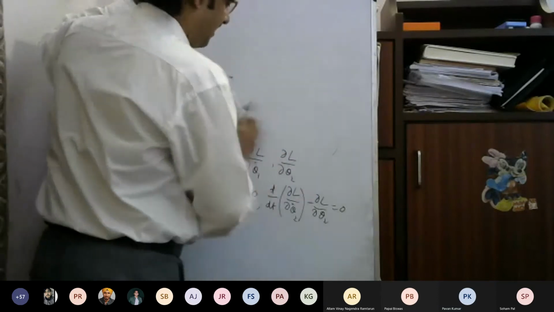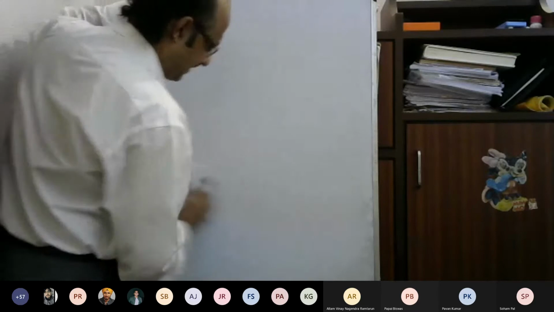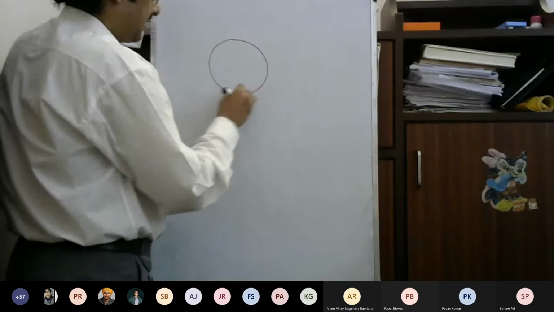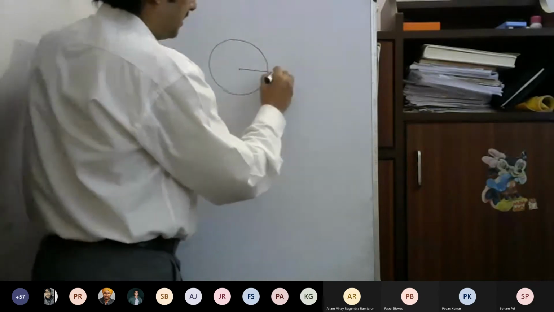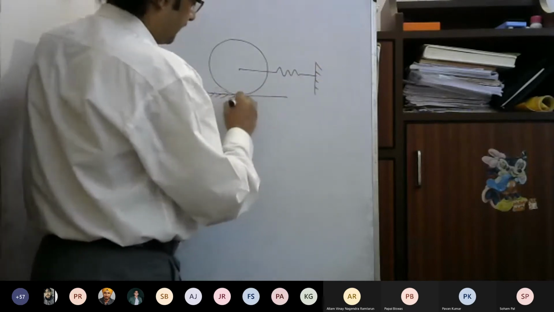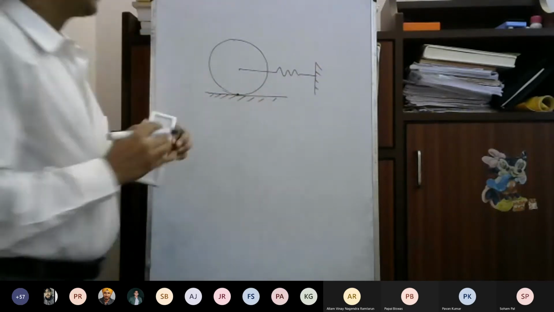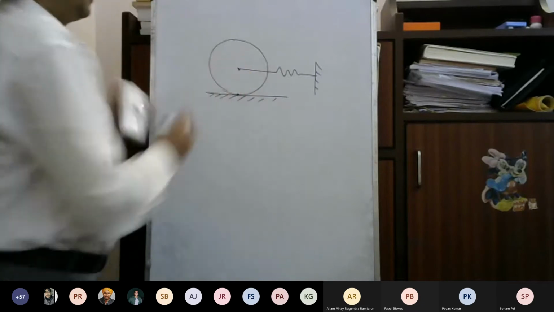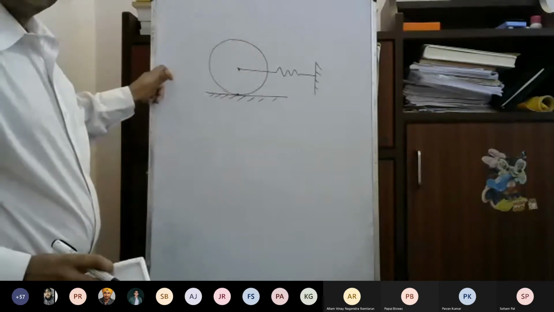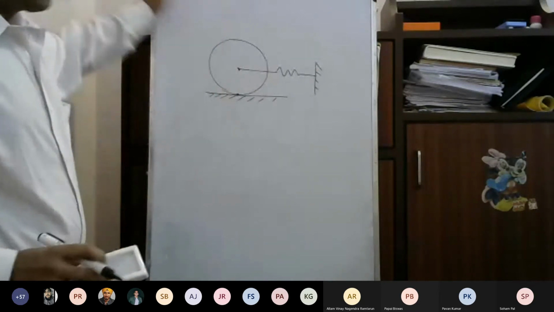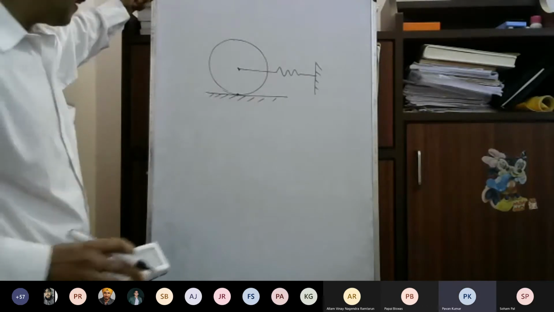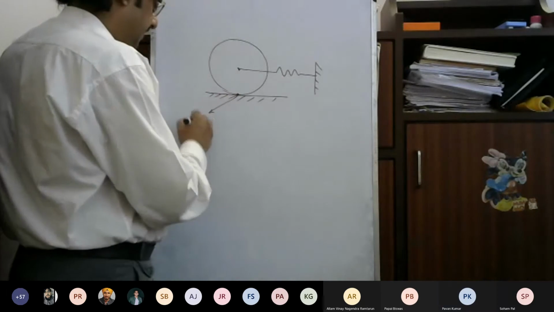I'll give you another small example where Newton's law may also be useful. Suppose this is one roller which is connected to a spring. Suppose there is no slip here. So what will happen? If you just roll this roller and leave it, then it will oscillate, right? What is the degree of freedom of the system? 2. 2 degrees of freedom, if this is pure rolling. Suppose we consider this a pure rolling.